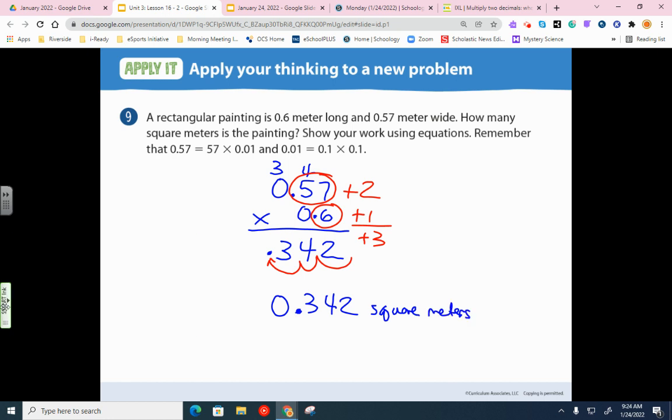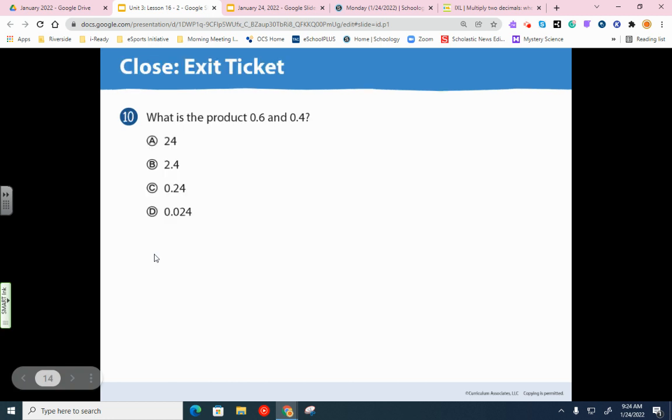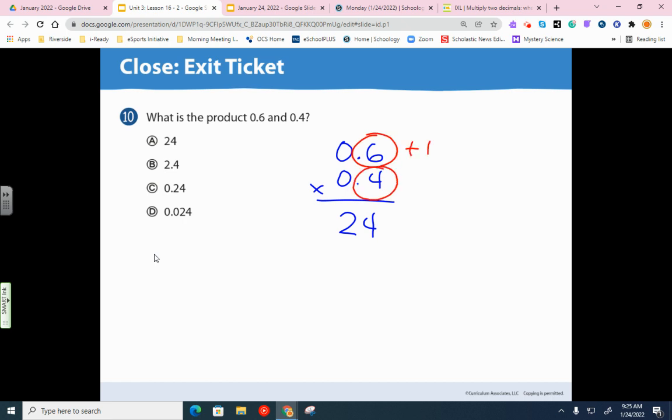Okay. And we've got one more, the last one. What's the product of 6/10 and 4/10? Let's do it. Gives me 24. I've got plus 1. I've got plus 1 for a total of 2. Jump over 2 spots. 0.24, or 24 hundredths, which happens to be letter C. Okay.